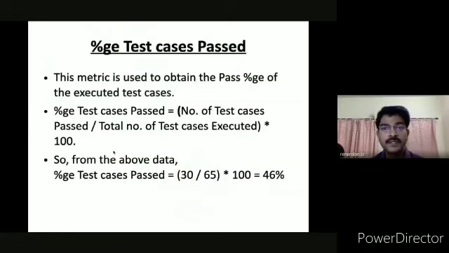Similarly, percentage test cases passed. You know the number of test cases passed, and you know the number of test cases executed. When you calculate it, you have to consider the number of test cases executed. Don't be confused with the total number of test cases generated. So total number of test cases passed divided by total number of test cases executed into 100. Both values are available in the base metrics. The total number of test cases passed is 30, total number of test cases executed is 65. So the pass percentage is 46%.